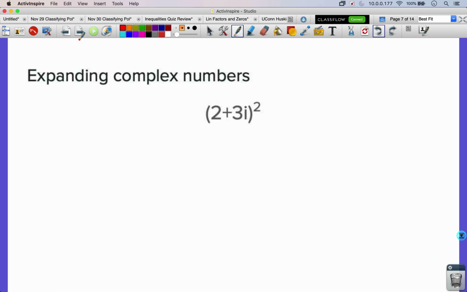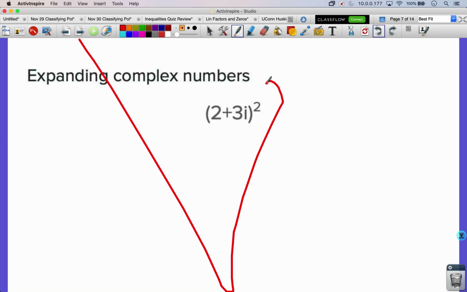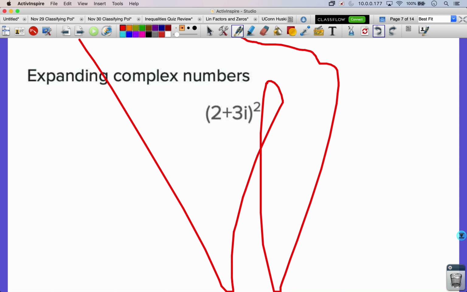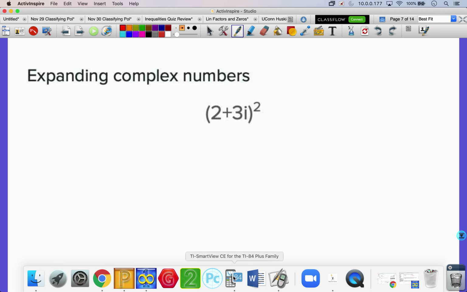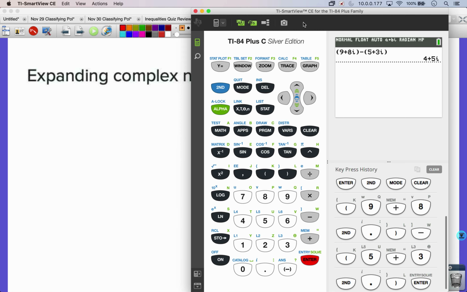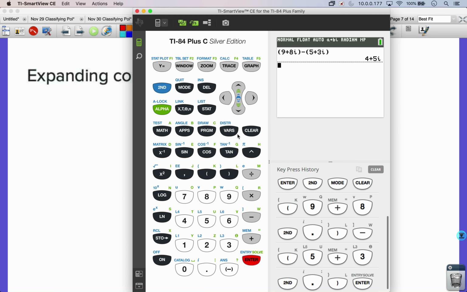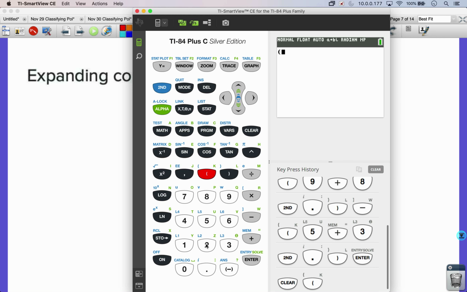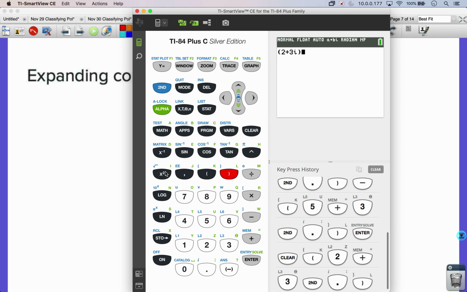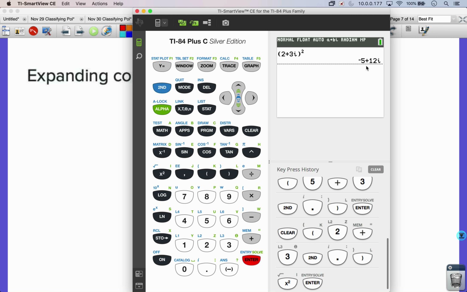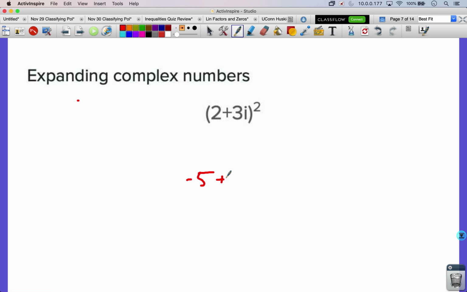All right, we'll expand this next one. We'll do the calculator for this, and you can try it. You can try it maybe by hand, but here I want to do 2 plus 3i squared. So in parentheses, 2 plus 3i, square that, and I get negative 5 plus 12i.